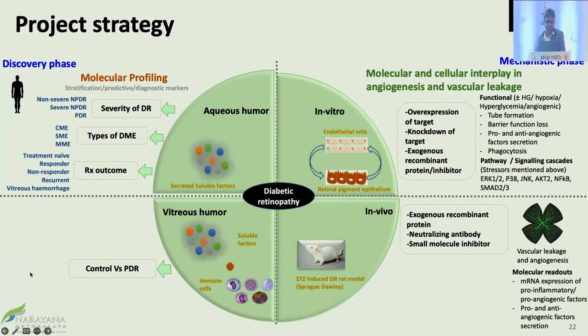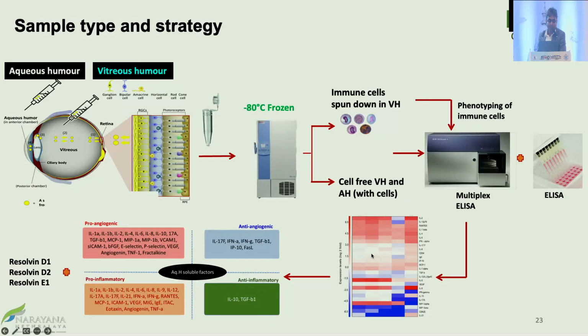And then we even check these samples in comparison with the controls as well as in PDR cases, especially vitreous hemorrhage. Then it comes to in vitro trials, wherein we see these factors and check how they react with other molecules, anti-VEGFs and TNF and all. These are on RPE cell lines or HUVEC cell lines, and in vivo, especially the mice models. So this is the sample type and strategy, how we go about it.